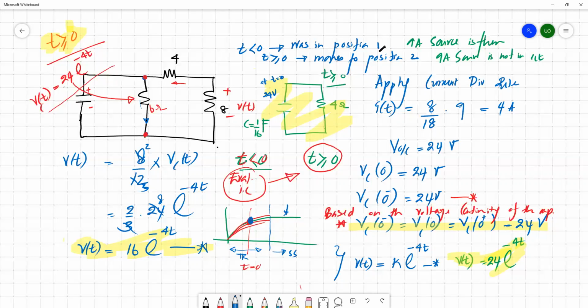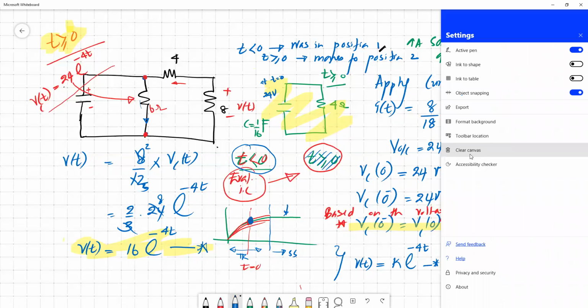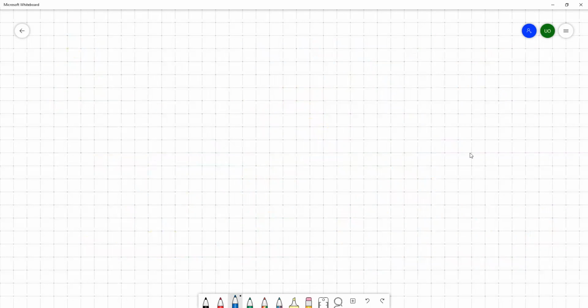If it moves to steady state only, we can do a simple calculation and get the initial conditions. Otherwise, you have to do a similar calculation, which we do for t greater than 0, for this as well. Okay. So any questions so far? If not, we will move to slide number 15.